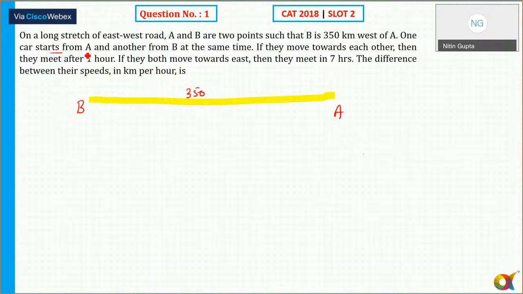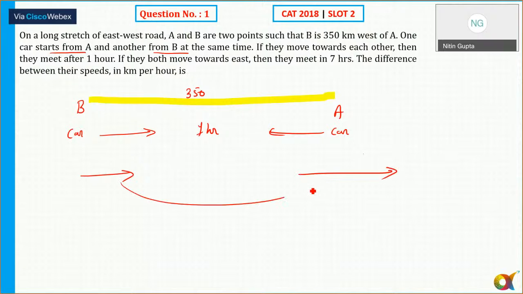One car starts from A and the other from B at the same time, so time is constant here. If both are moving towards each other, the time taken by them to meet is 1 hour. However, if they both travel towards east, in the same direction, the time taken by them to meet each other is 7 hours.